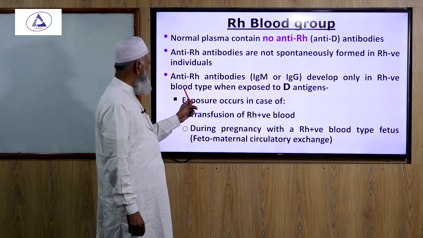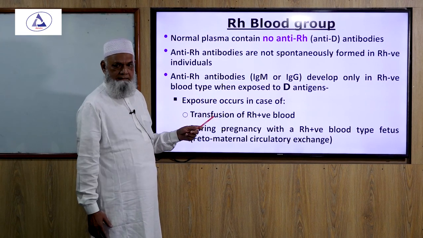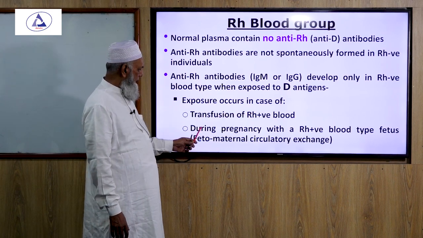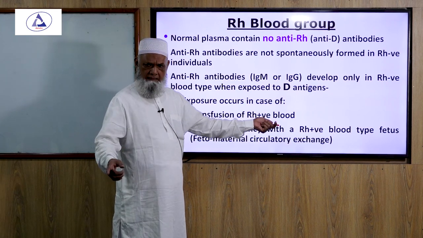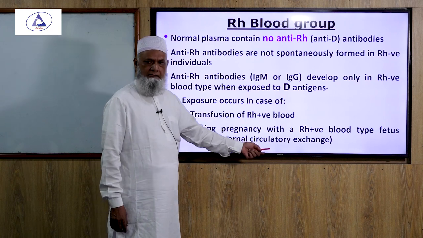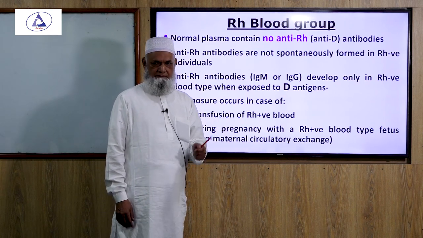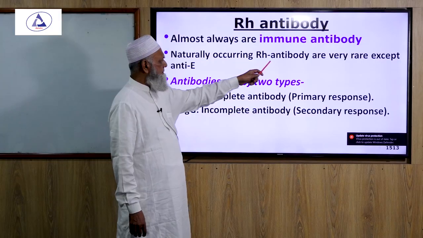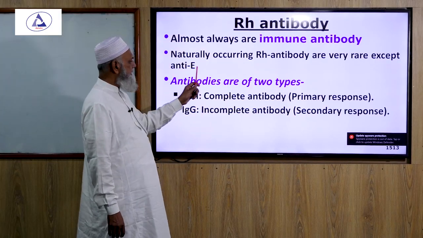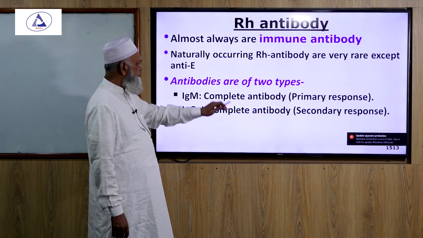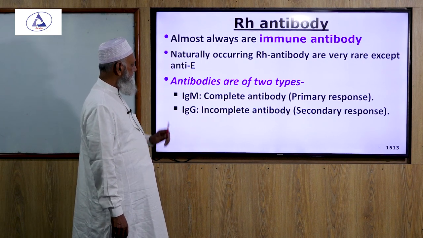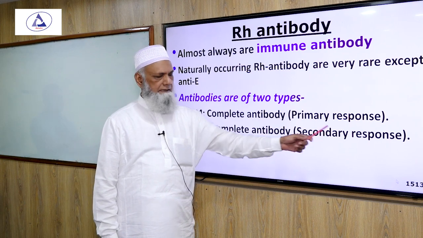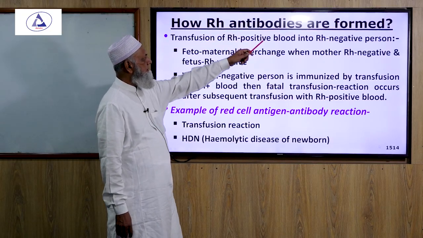They develop only in Rh negative blood type when exposed to Rh positive antigens. Exposure occurs in two ways: transfusion of Rh positive blood to an Rh negative individual, or fetomaternal exchange when the mother is negative and the fetus is positive. Naturally occurring anti-Rh antibodies are very rare except anti-E. Antibodies are of two types, complete antibody and incomplete antibody: complete occurs due to primary response, IgG derived from secondary response.